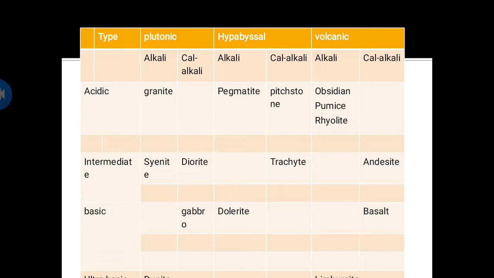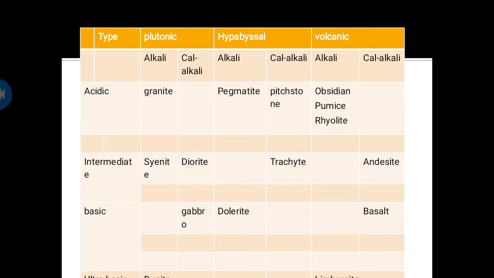Remember that. On the basis of that, the plutonic rocks are granite, syenite, diorite and gabbro. How do you write the classification? Granite is a plutonic rock, alkali and acidic type. Then syenite: plutonic, alkali composition and intermediate rock. Diorite: plutonic, calc-alkali, intermediate composition. Gabbro: plutonic, calc-alkali and basic rock. Similarly for hypabyssal and volcanic rocks.